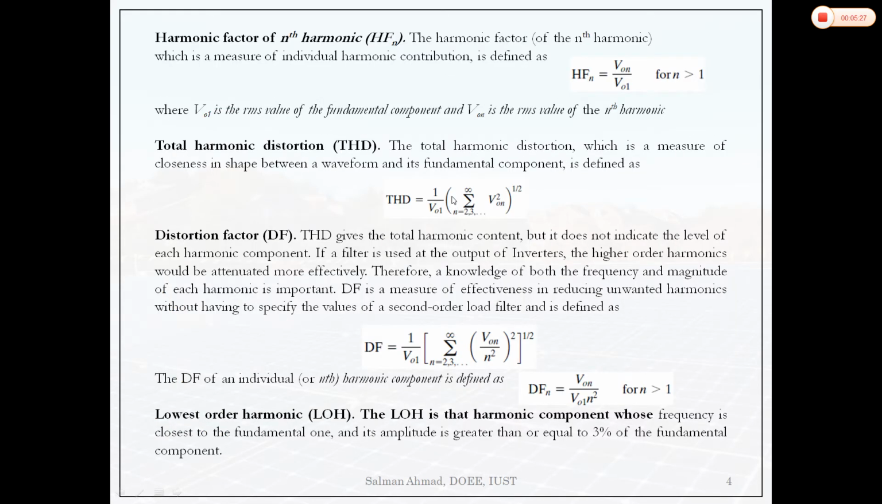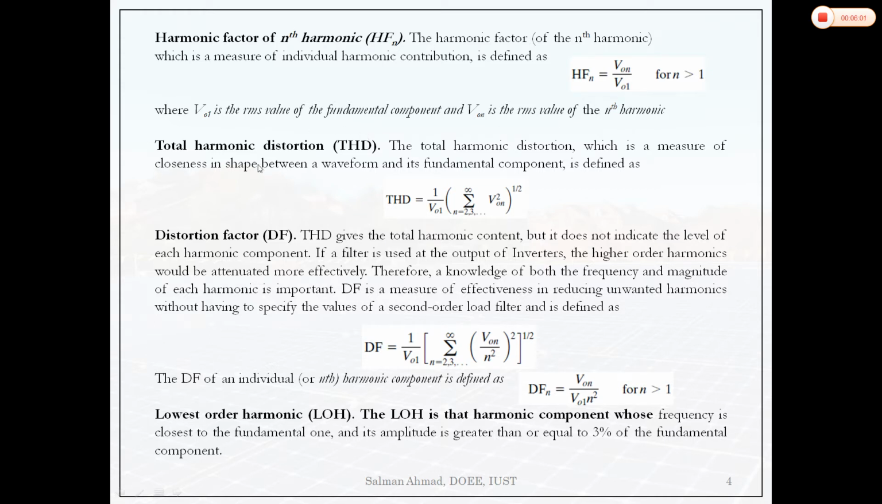Now there are certain other parameters like the harmonic factor of the nth harmonic, which is given by the nth harmonic component magnitude divided by the fundamental component magnitude. If you divide by that, we can find the harmonic factor, where V01 is the RMS value of the fundamental component, and V0n is the RMS value of the nth harmonic.